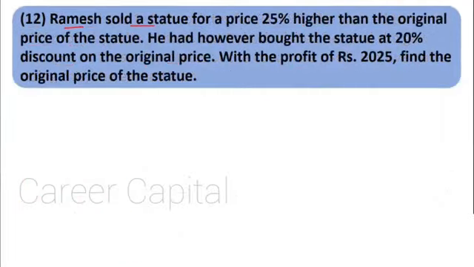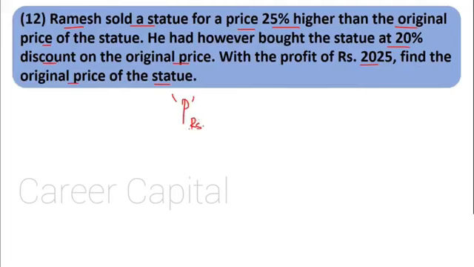Ramesh sold a statue for a price 25% higher than the original price of the statue. He had, however, bought the statue at a 20% discount on the original price. With the profit of rupees 2025, find the original price of the statue. Now we do not know the original price of the statue, so let us assume that the original price is P rupees. This is a very easy sum. Let's see how to tackle it.